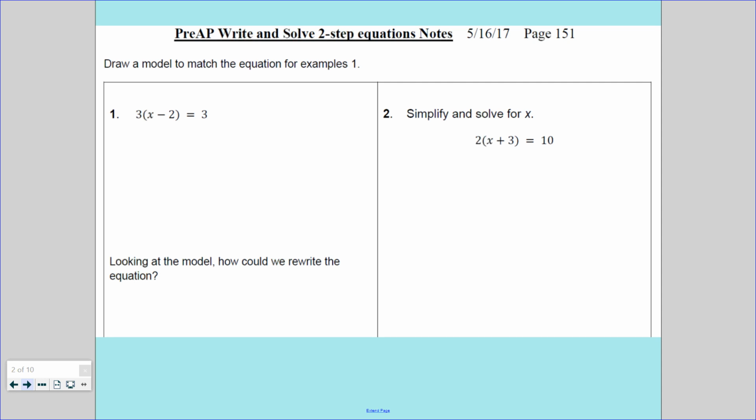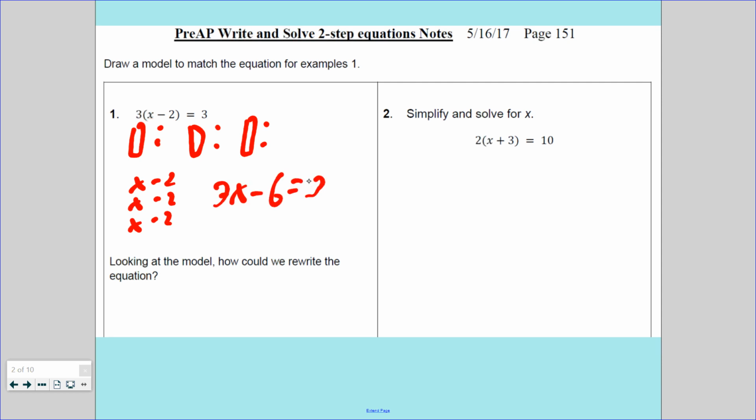All right, from our previous lesson, we did the distributive property. So if you had a model, how would you say this in word form? 3 groups of x minus 2. Or you could have written it this way: x minus 2, 3 groups. So it would be 3x minus 6 equals 3.